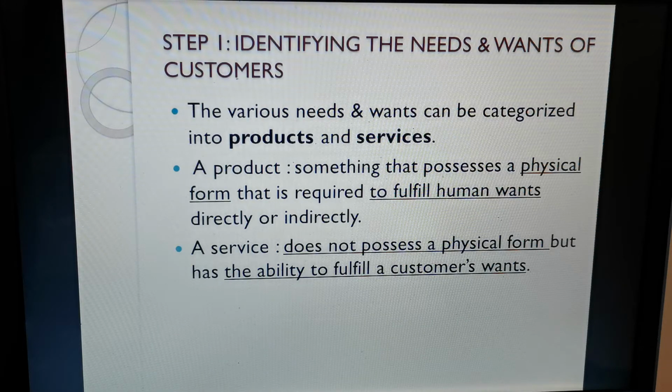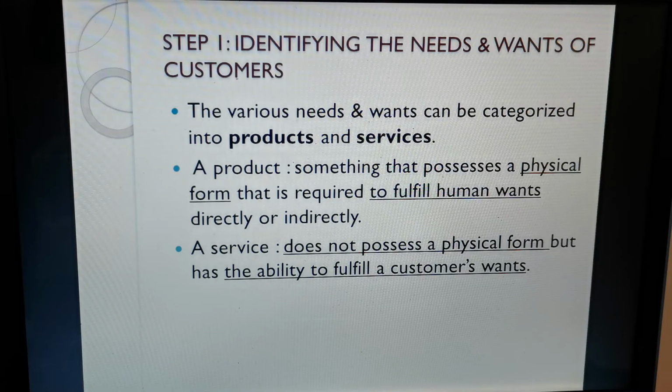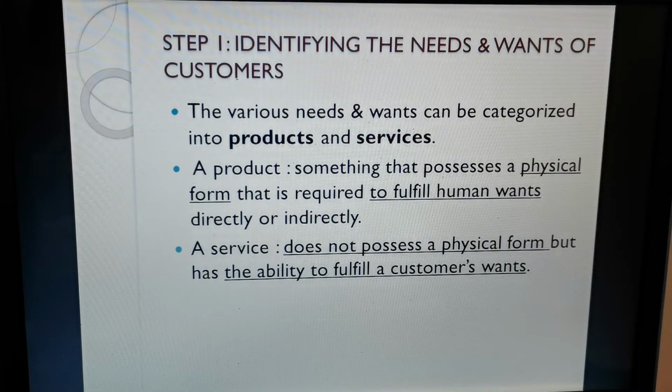Okay, the next one: the various needs and wants can be categorized into products and services. Products can be a washing machine, for example. Services can be a tuition center, a preschool education center, for example, or perhaps manicure, pedicure. These are all services to fulfill the needs and wants of potential customers. So here we also look into how we differentiate between service and product.